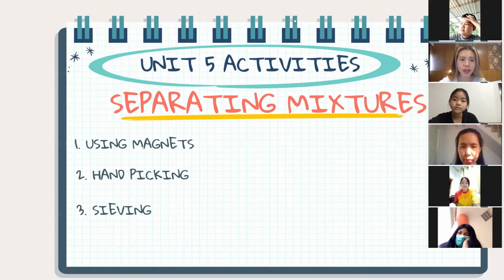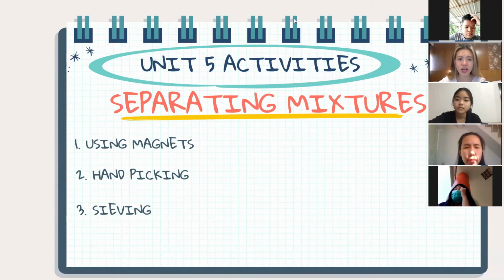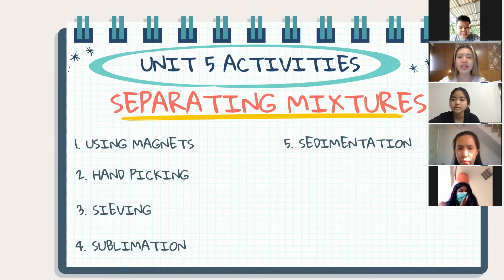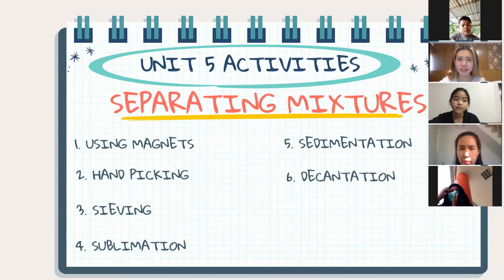Okay, first we have using magnets, hand picking, sieving. What's number 4? Sublimation. Very good. What's number 5? Sedimentation. Very good. What's number 6? Decantation. What's number 7? Filtration. And the last one is? Evaporation.